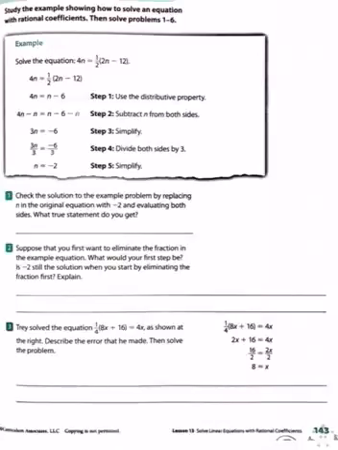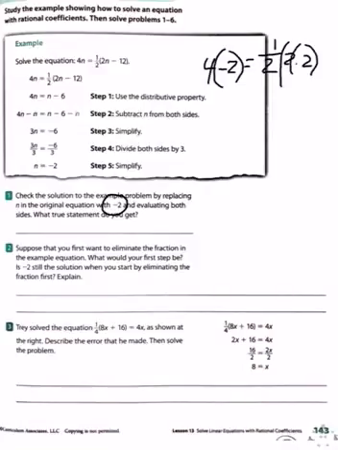Problem number 1. Check the solution to the example problem by replacing n in the original equation with -2 and evaluating both sides. What true statement do you get? So wherever we see an n, we're going to use the number -2. So 4 times -2 equals 1/2 times (2 times -2) minus 12.